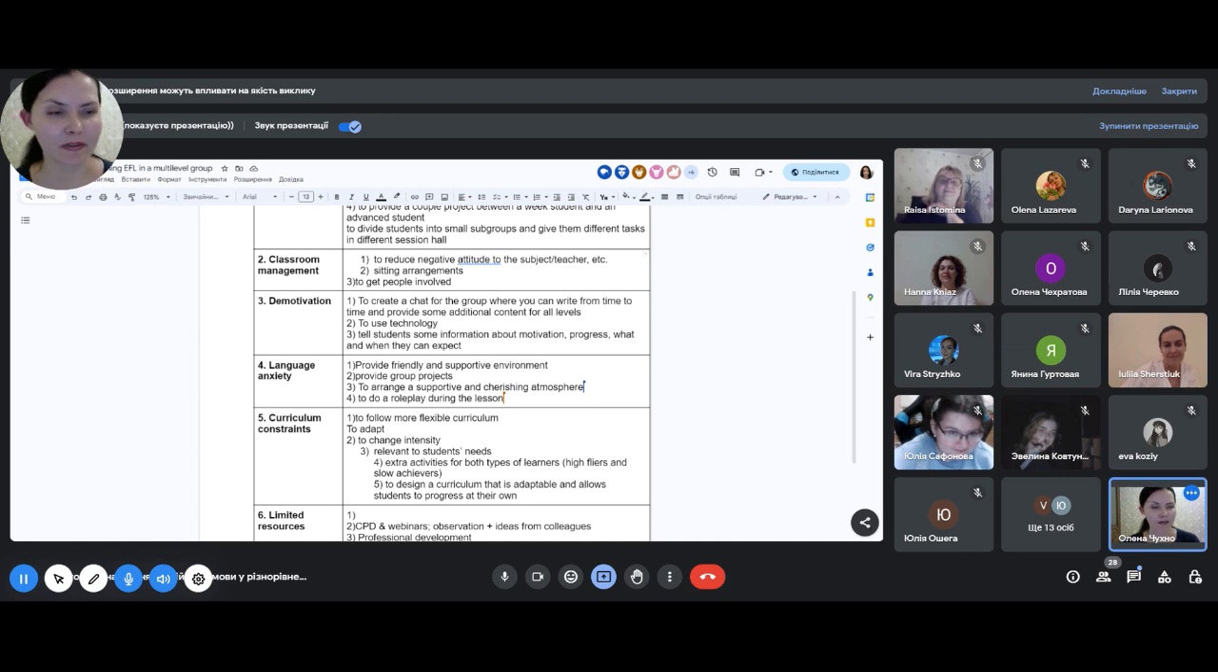The next problem we deal with is language anxiety. So role plays are mentioned, group work projects are mentioned, a supportive, friendly, cherishing atmosphere. That is right. So I would like someone to comment on group work and role play. Why do you think it decreases students' anxiety? Group work, role plays.